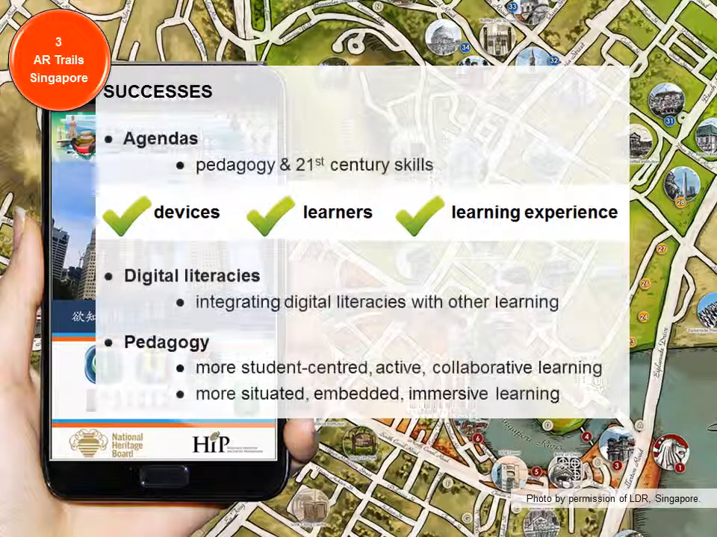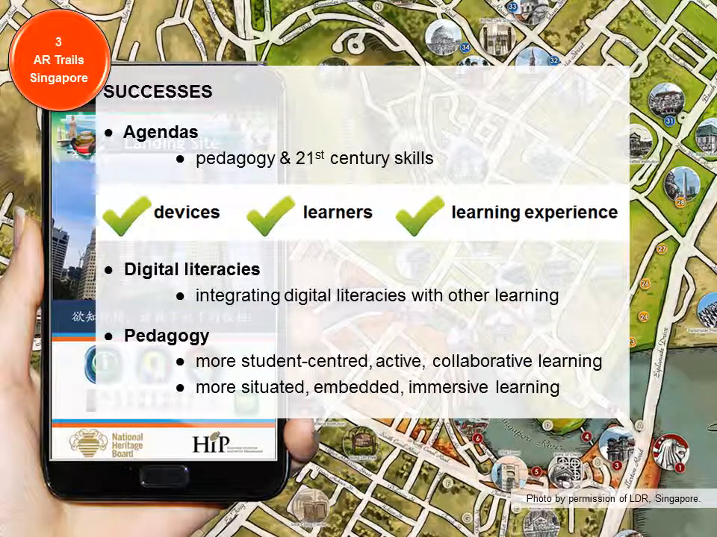It's a project which set out to transform pedagogy and to enhance students' 21st century skills. The devices, the learners, and the learning experience are all mobile. In terms of digital literacies, it shows once again that it is possible to integrate the learning of digital literacies with other kinds of learning. In terms of pedagogy, it has shifted the way students learn in a more student-centered, active, collaborative direction.